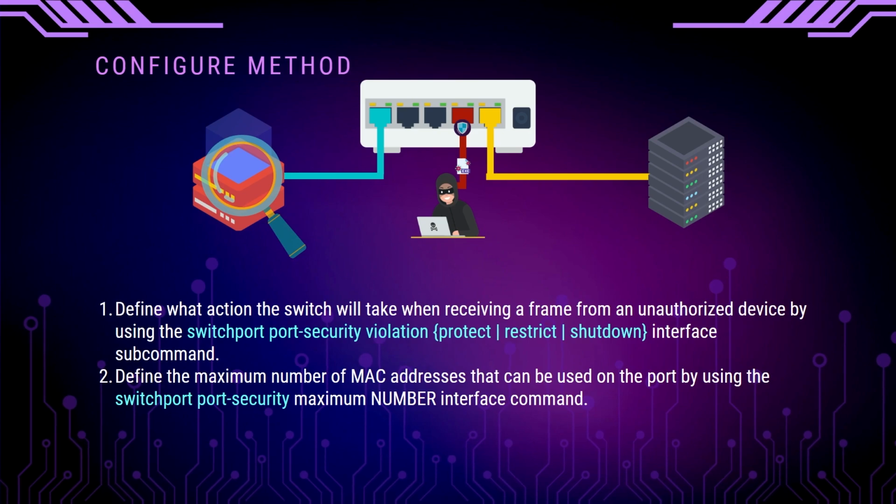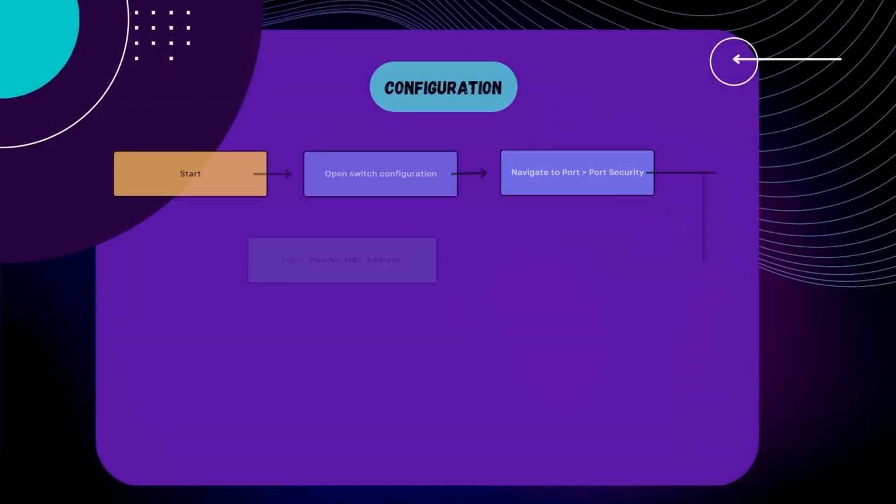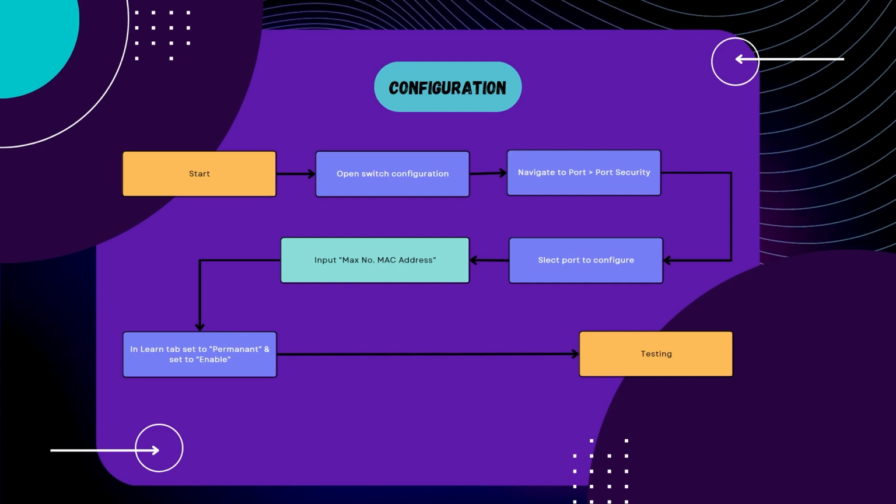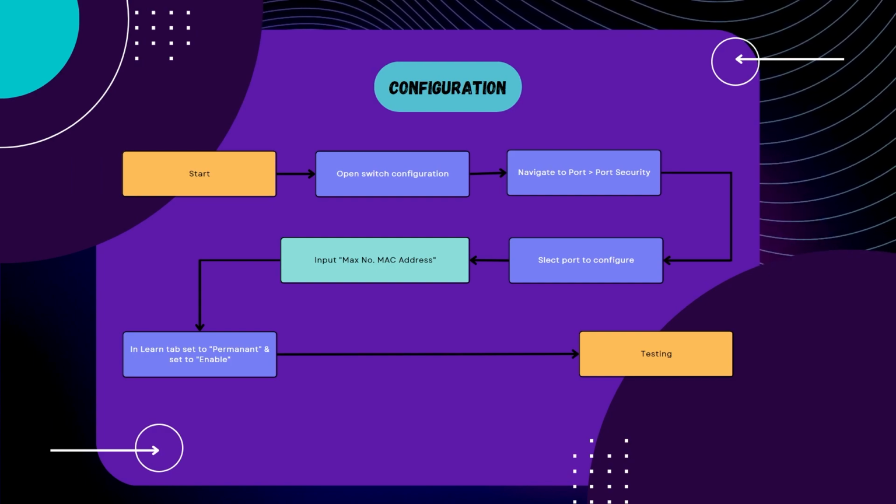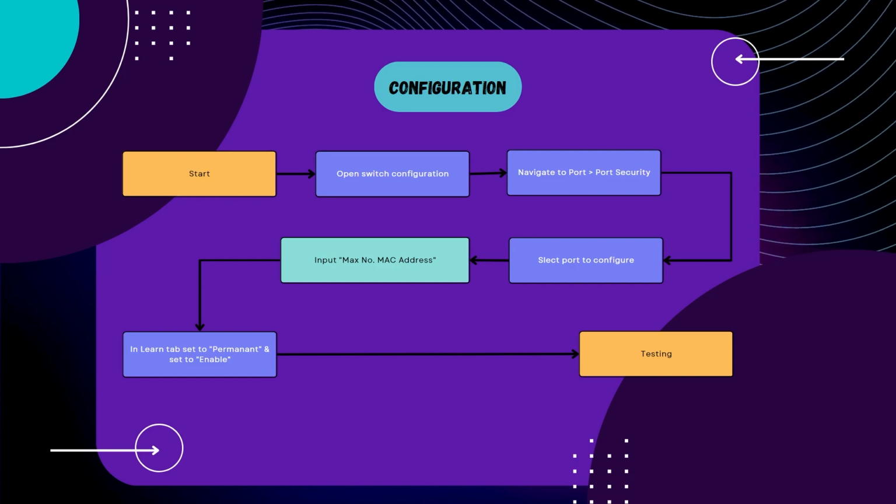Configure method can also be defined by other meanings, such as defining what action the switch will take when receiving a frame from an unauthorized device by using the switchport port-security violation interface subcommand. The second is defining the maximum number of MAC addresses that can be used on the port by using the switchport port-security maximum number interface command. Next, we show how to configure port security. Firstly, you need to open the switch configuration, then select the port you want to configure and type in the maximum number of MAC addresses, then set it to permanent and the status to enable.